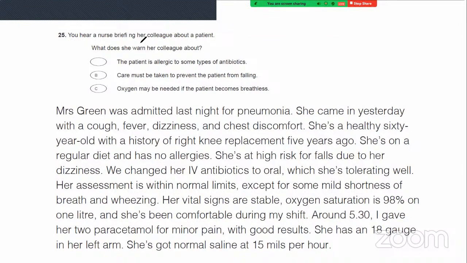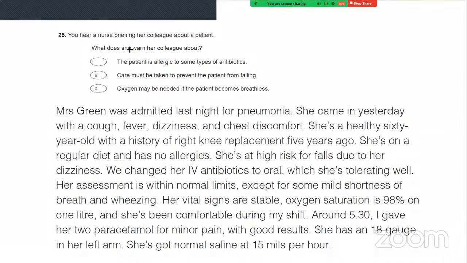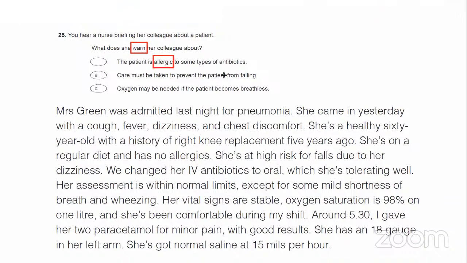Here, she is telling a warning. You will not give a warning about past actions. You will not give a warning about present actions. You will give a warning for future things. So a warning may be related to allergy, may be related to falling, may be related to breathlessness. Now let us see. Past tense, present tense, future tense. Check her future tense. Okay.